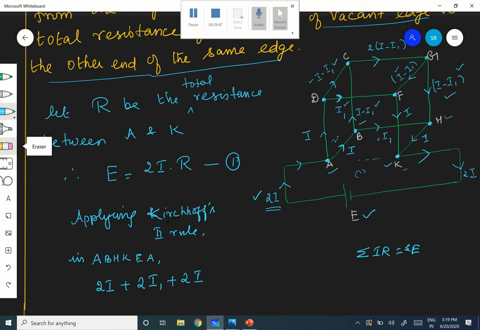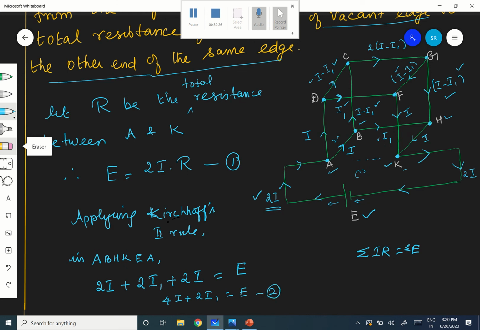This is the second rule. Therefore, that should be equal to the algebraic sum of the EMF. Here, the current is in the clockwise direction, in the path of the clockwise current, and the current is leaving from positive and entering into negative, therefore it is fully positive, therefore it is E. Are you following? That is nothing but 4I plus 2I1, equal to E. Let it be equation number 2.